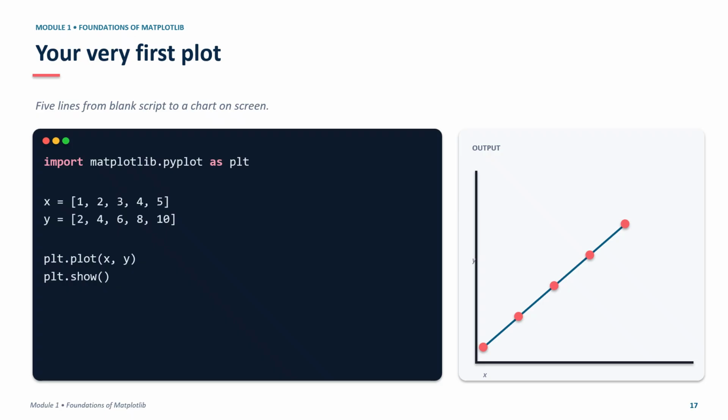The output shows you a straight diagonal line from the bottom left to the top right, because y is exactly 2x, so you have a linear relationship. These 5 lines are all it takes to go from raw data to a visual chart. In the next slide, let us see how we add labels, colors, styles, and multiple series. You can try changing the y values to 2, 8, 1, 9 and 3 and observe how the chart changes. Experimentation is one of the faster ways to learn, so change the value of y and see how the output changes.